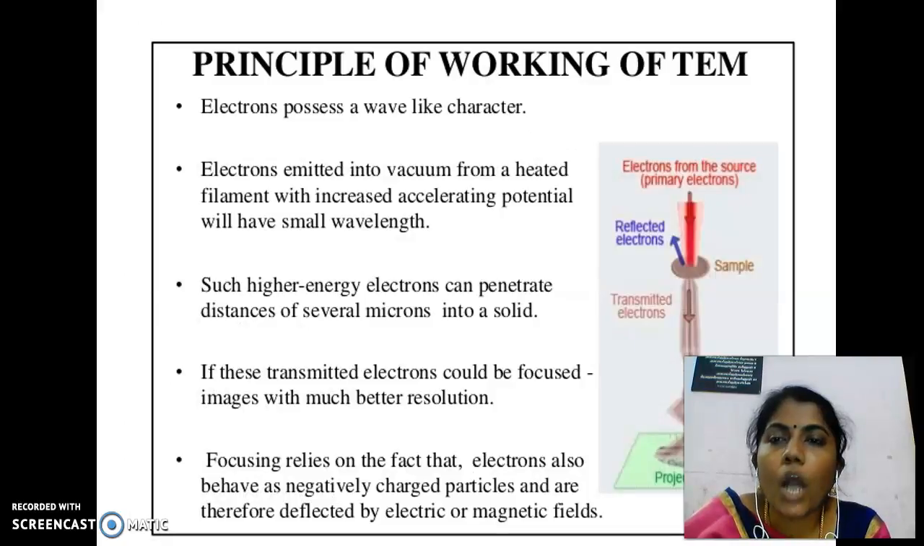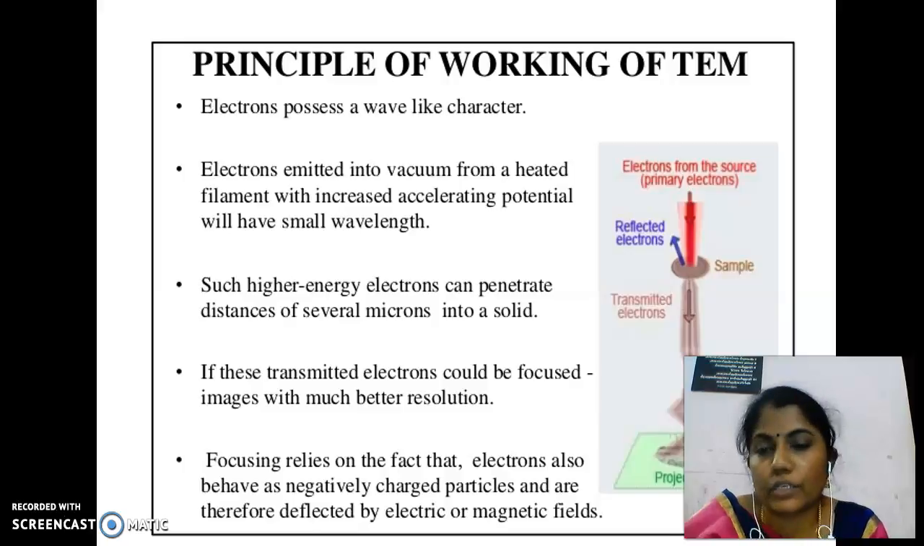And now we can see the principle of working of TEM. Here, we all know well that the electron possesses a wave-like character, right? So, the electrons emitted into the vacuum from a heated filament with increased accelerating potential will have small wavelength, right? So, such higher energy electrons can penetrate a distance of several microns into solids. If these transmitted electrons could be focused, they give images with much better resolution.